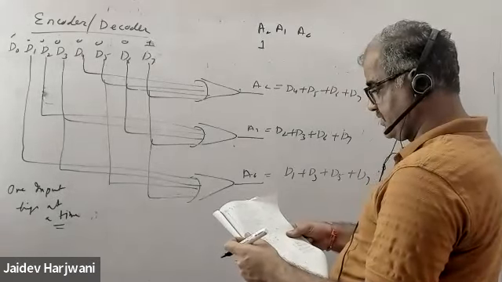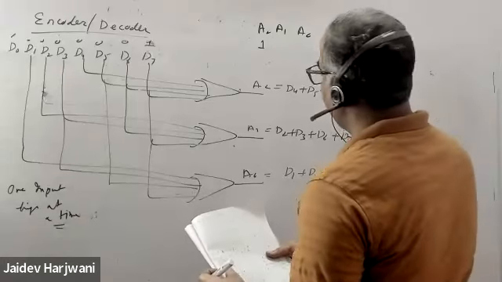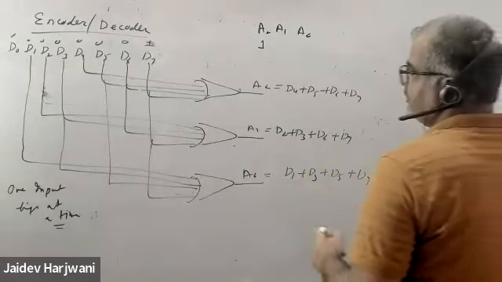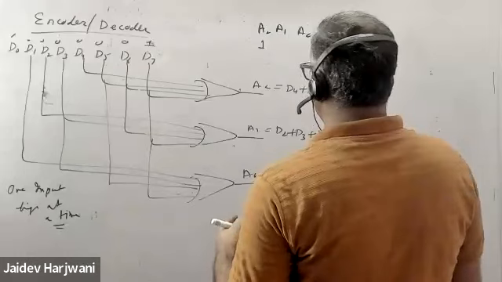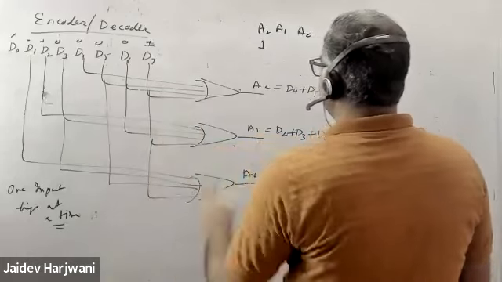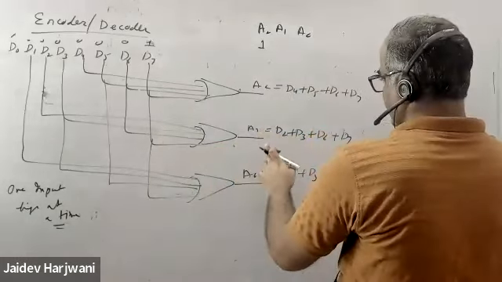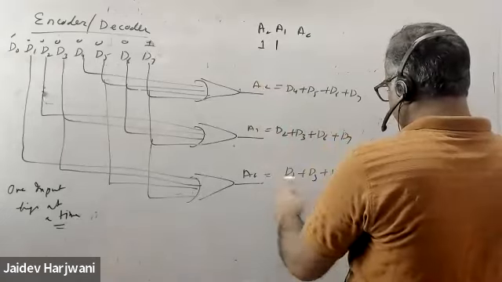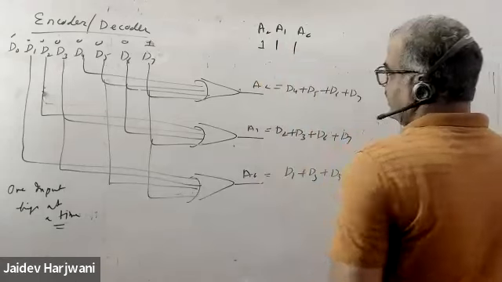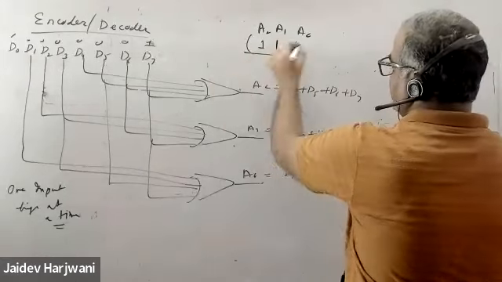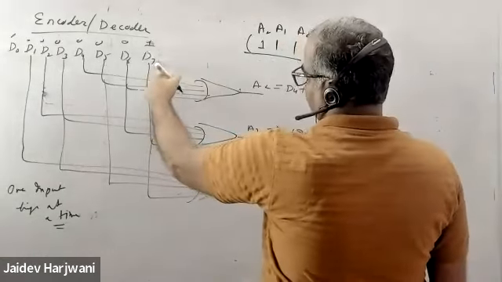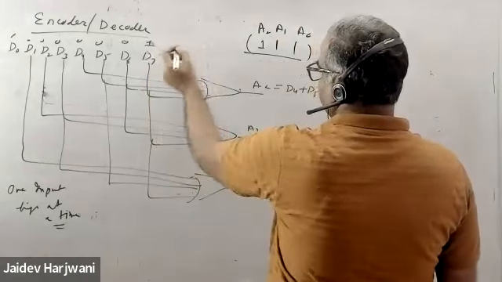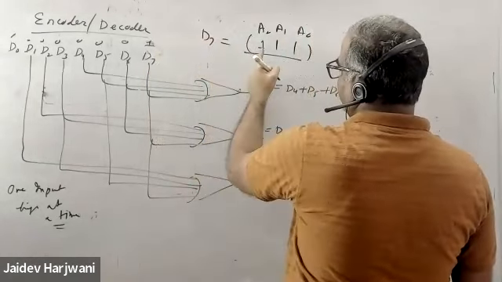So if I put A2 equals 1 and D7 equals 1, this becomes 1. A1 also becomes 1, and A0 also becomes 1. So this is what? The coding of 7. This is an octal number, and the number D7 will be coded like 111.